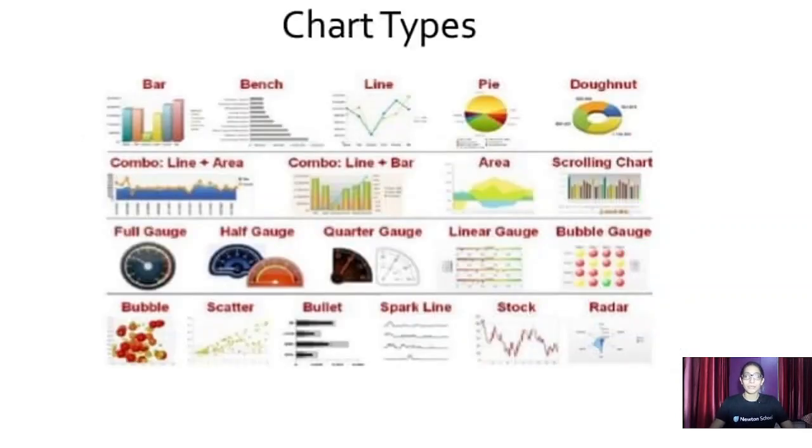So these are the chart types, where you can get a view of how your charts are structured. In your chart types you have bar, bench, line, pie, donut, combo line plus area, combo line plus bar, area single, scrolling chart, bubble gauge, linear gauge, quarter gauge, full gauge, bubble, scatter, bullet, sparkline, and there is also radar.